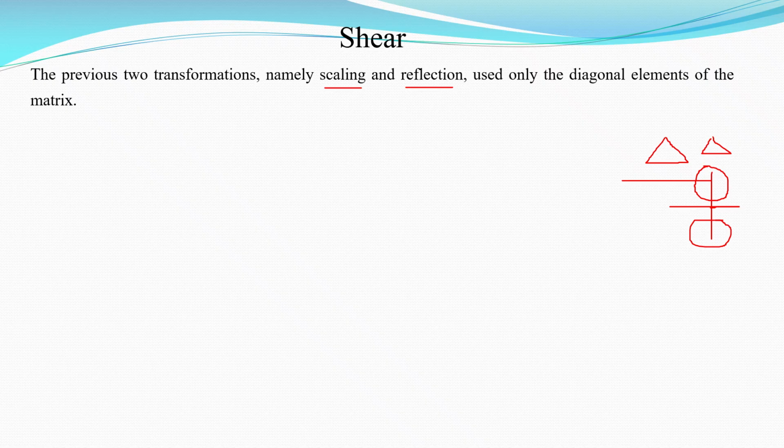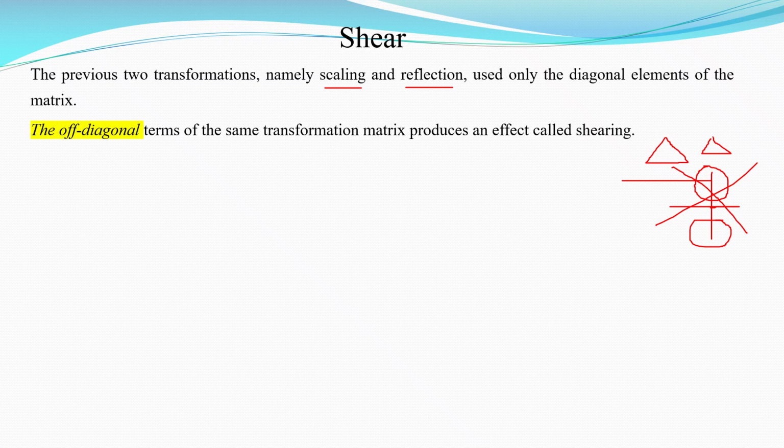So what about the off-diagonal? For the shapes or polygons we are taking, if we want to tilt them, that will be off-diagonal. Shearing is the process where the transformation of the polygon, image or picture is done off-diagonal, so that it bends slightly along a particular x-axis or y-axis. That is called shearing. Let's see how shearing is done.